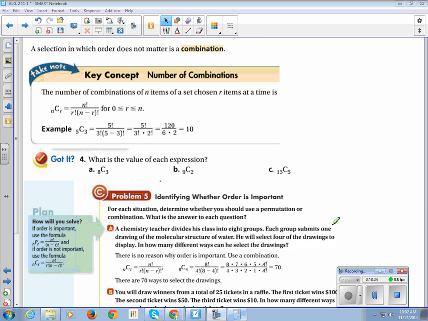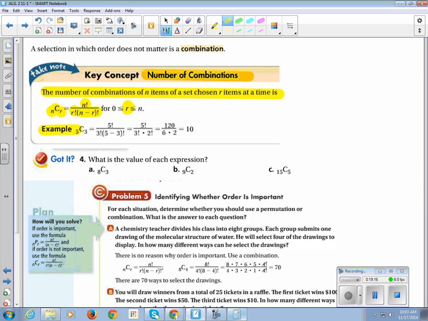So go ahead and write the formula down. The number of combinations of n items, chosen r items at a time. So it goes n choose r is n factorial divided by r factorial times n minus r factorial. And please make sure you're choosing fewer items than you have available to you, or this would not work.